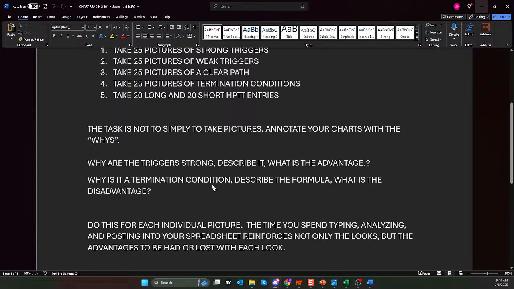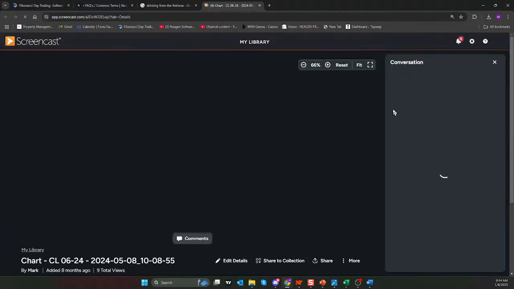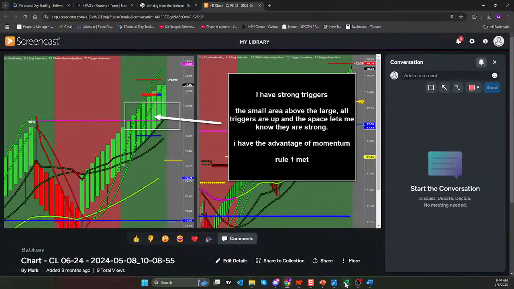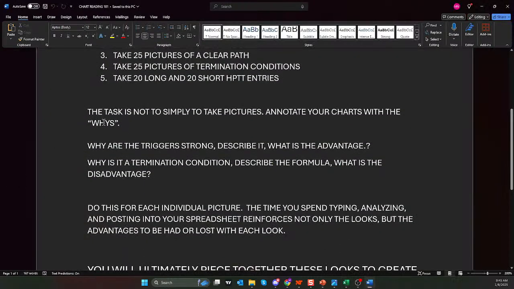Talk about the whys. So every picture that I took and put into here, I didn't just throw a picture of triggers. I literally wrote out, I have strong triggers. The small are above the large, the triggers are up, the space lets me know that they're strong, I have the advantage of momentum. Rule number 1 is met. And guys, I promise you, if you do this, you're never going to make the mistake of trading against triggers or without momentum unless you choose to do that. So I'm going to give you this. And guys, it creates a connection. The typing creates a connection.